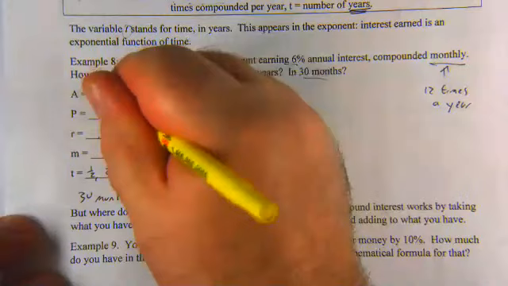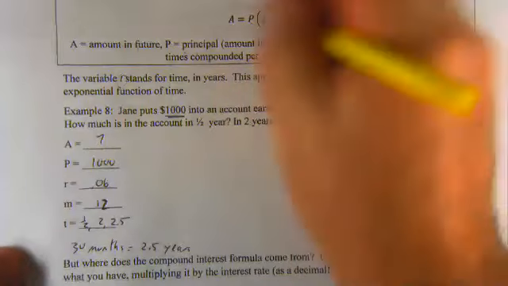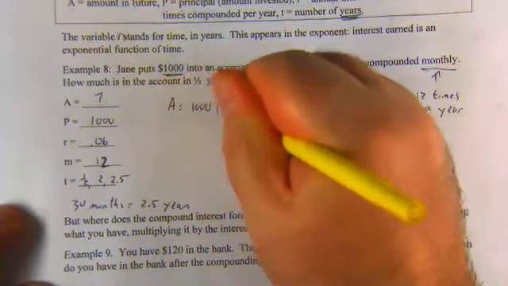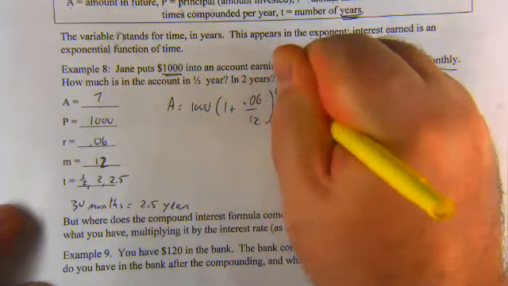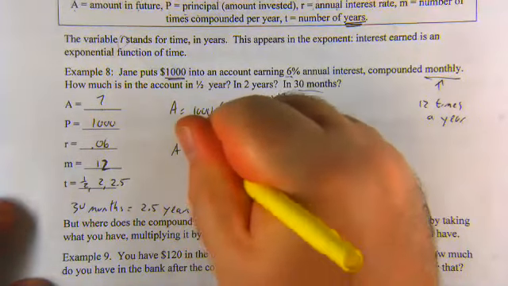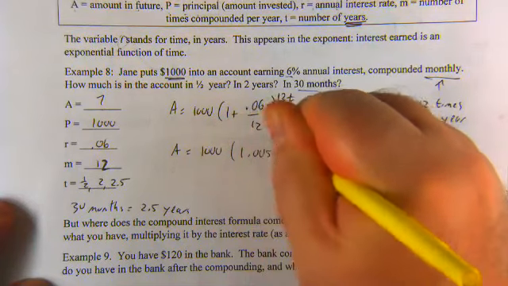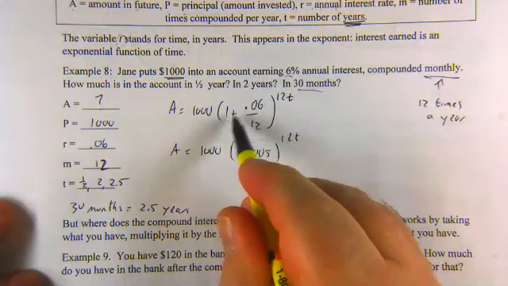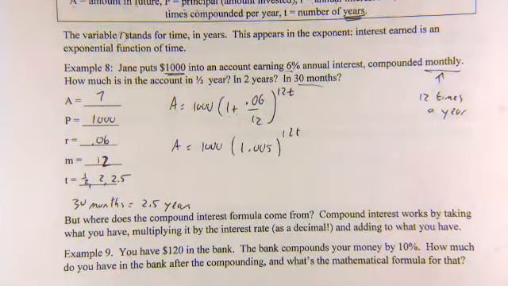Always convert your time into years. So what's A? We don't know what that is. We have to figure that out. So what's my formula? We take this formula and plug everything in. You get A equals 1,000 times 1 plus 0.06 over 12, quantity to the 12t. There you go. And we can simplify that a little bit: 1.005 to the 12t. 0.06 divided by 12 is 0.005, and 1 plus 0.005 is 1.005.